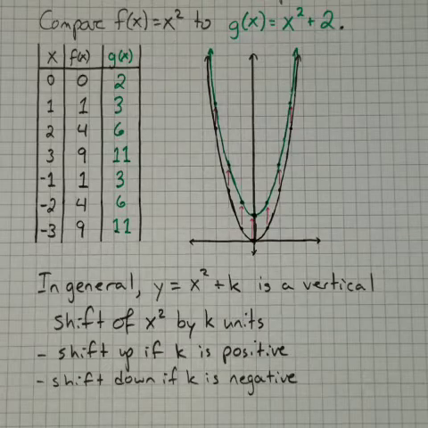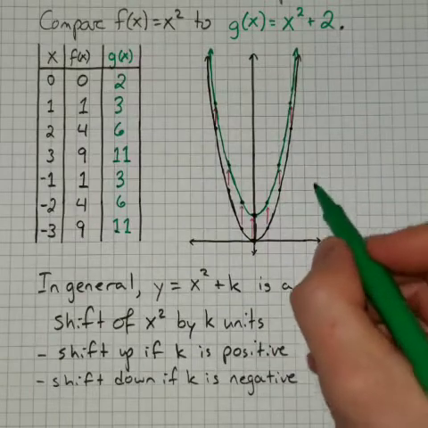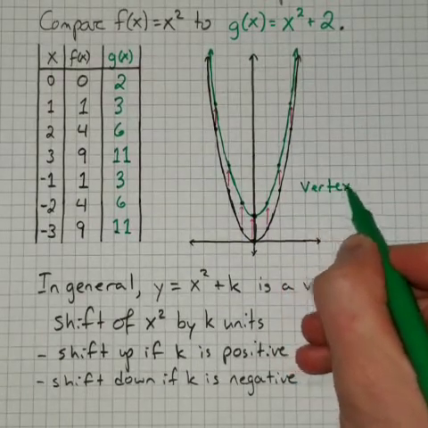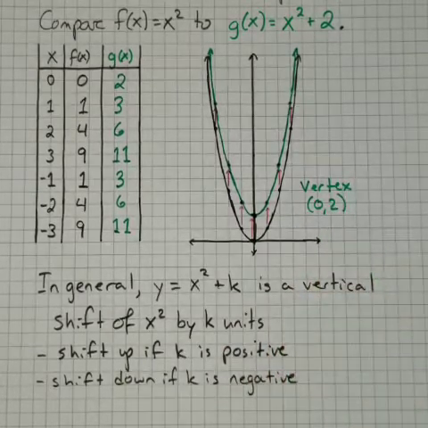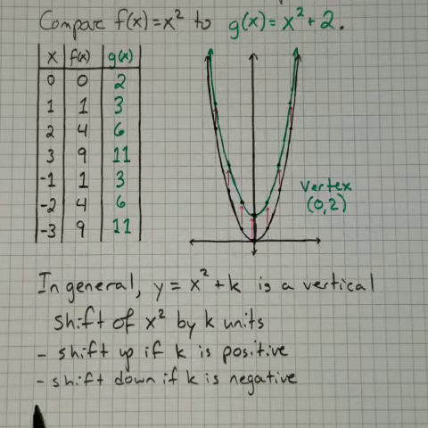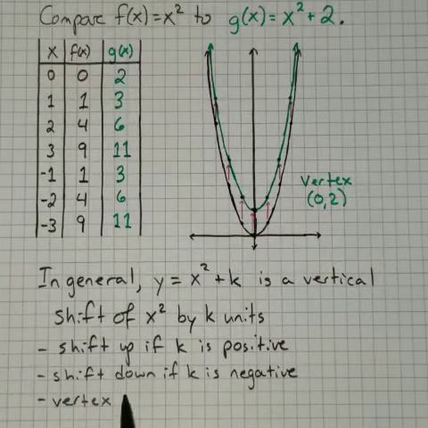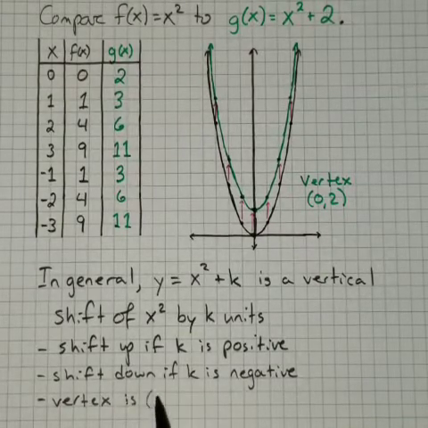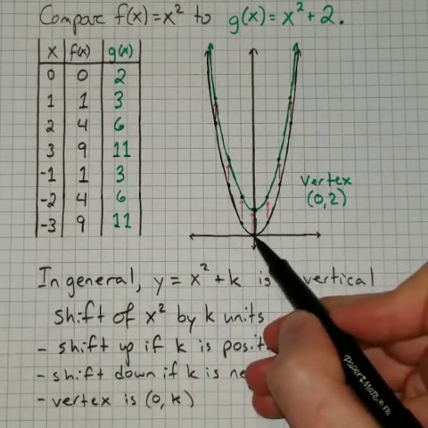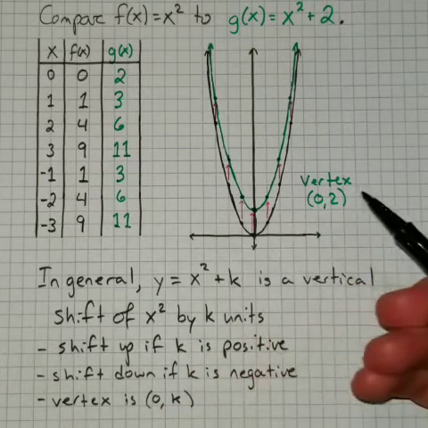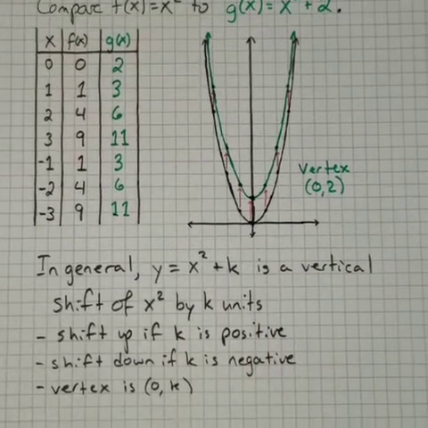Okay, one other thing that's really important to point out is that on this green graph for g of x, the vertex is the point 0, 2. And in fact, in general, the vertex is going to be 0, k, whatever that k value is, because if you start at 0 and shift k units, you end up at k, either up or down, it doesn't matter. Okay, so those are some very important features.